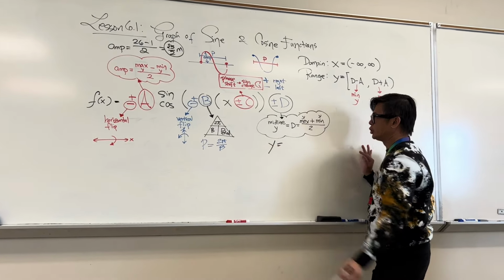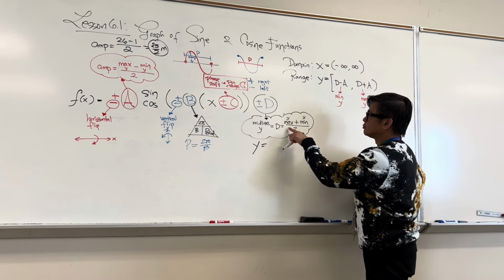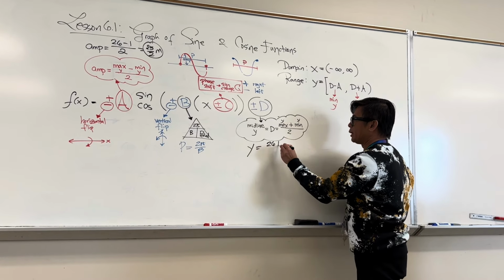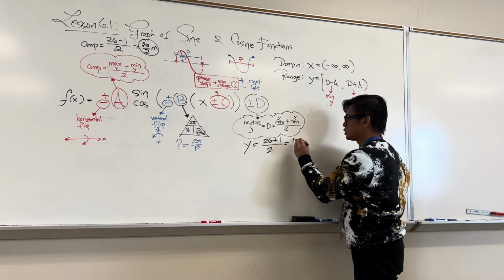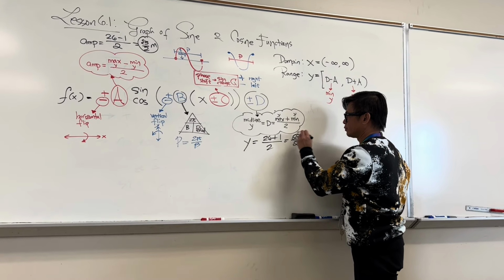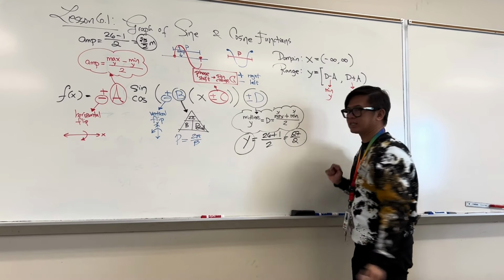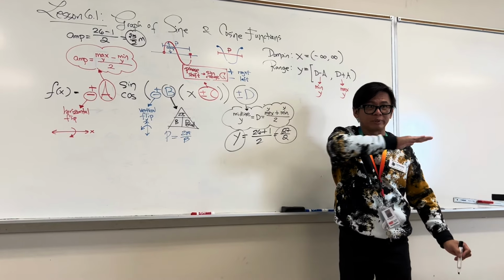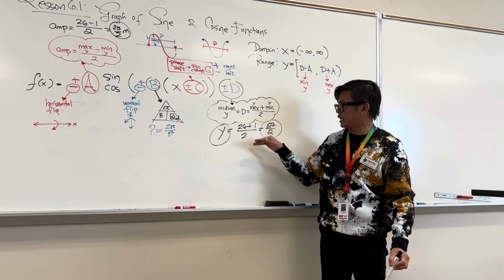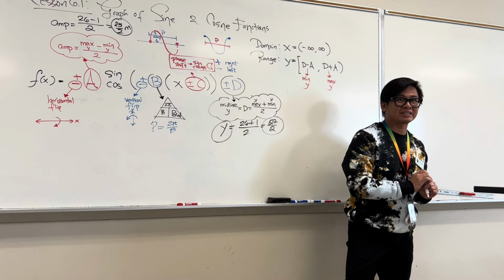What about the midline? Y is equal to 26 plus 1 all over 2, right? So which is 27 over 2. And again, midline is always going to be a line, right? It's always going to be a horizontal line, right? So that's y equals 27 halves.